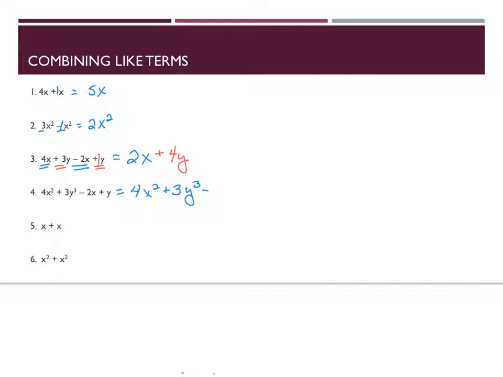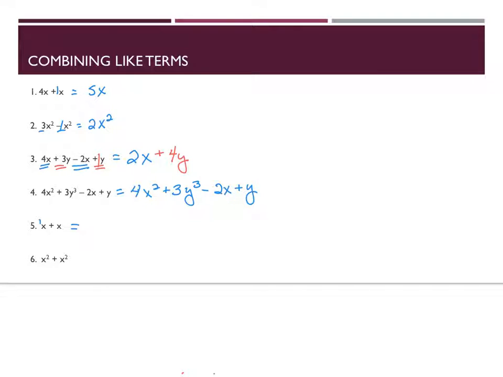Negative 2x. Can I combine x with anything? No. And likewise, there's nothing in common with y. So that, even though it had 4 terms, that polynomial was already simplified. There were no terms left that I could combine. Oftentimes, it's the simplest looking problems that are the trickiest.